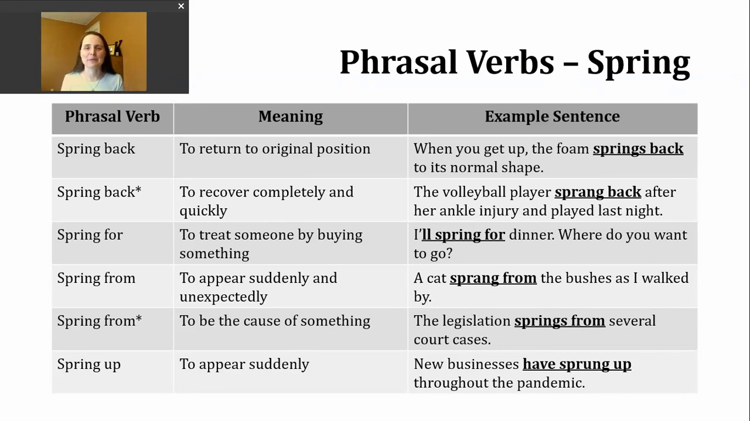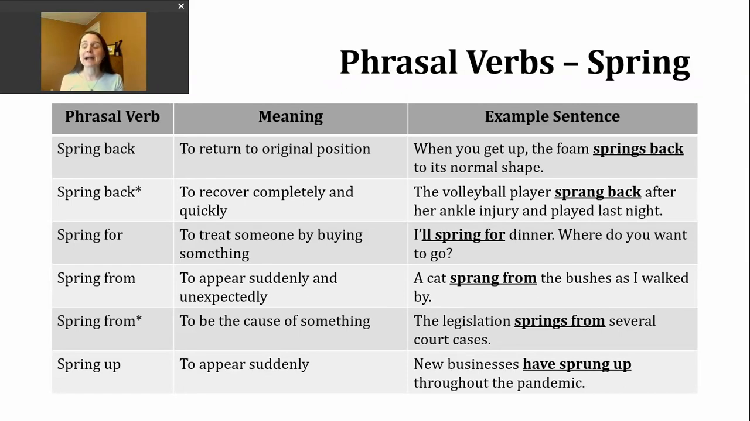Let's look at an example. Imagine someone saying, "I'll spring for dinner. Where do you want to go?" So the person speaking is suggesting that they are going to be the ones buying dinner, and it's meant as a treat or a gift for another. The next phrasal verb we'll look at is spring from. This can also have a couple different meanings. We'll tie back a bit to some of the earlier definitions we looked at.